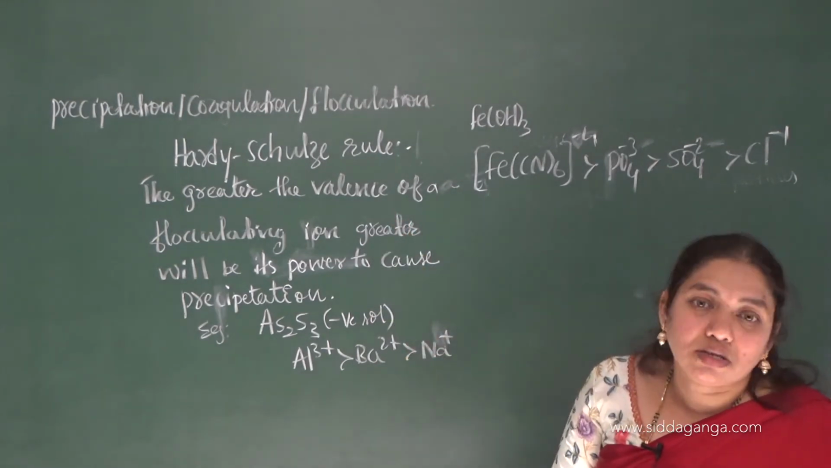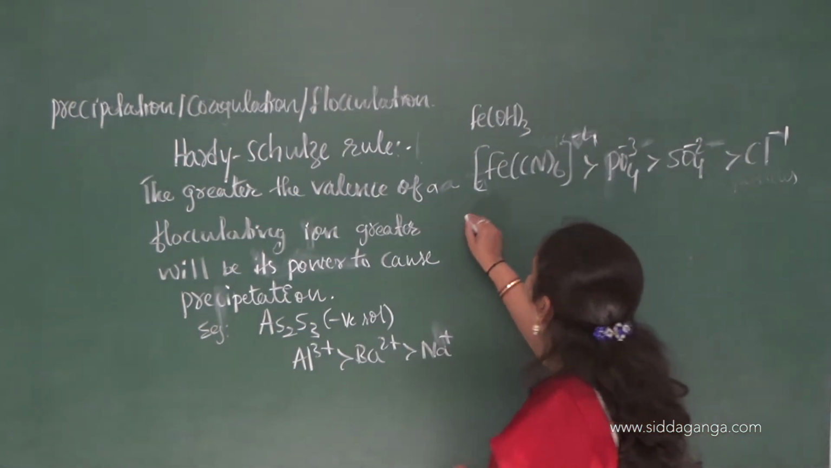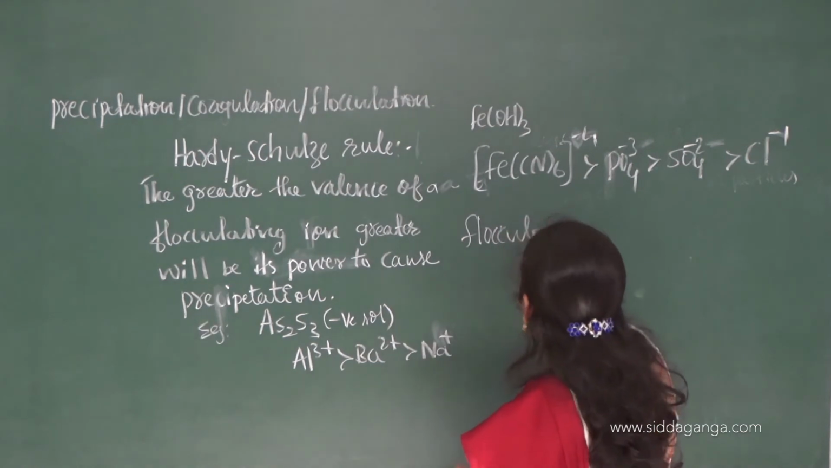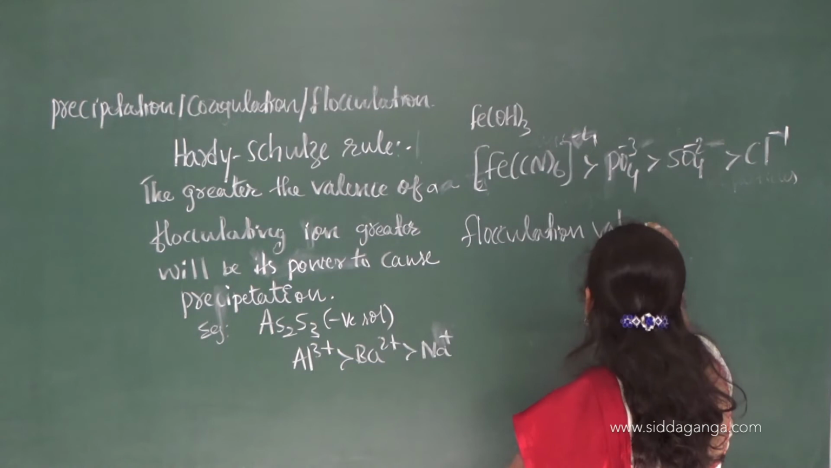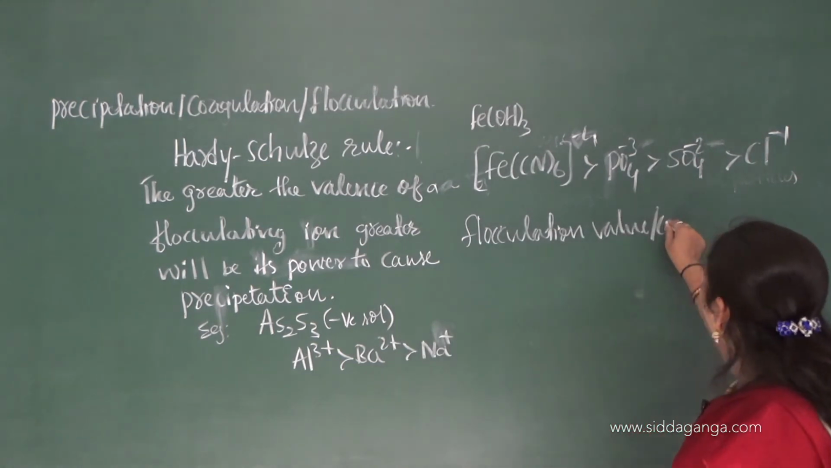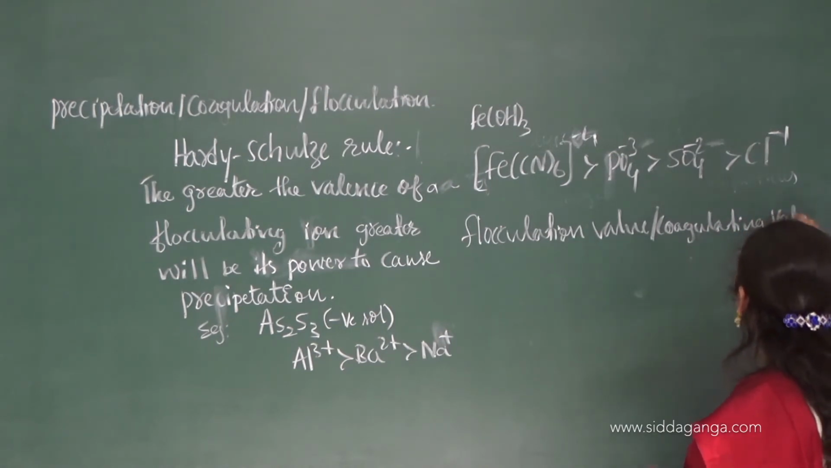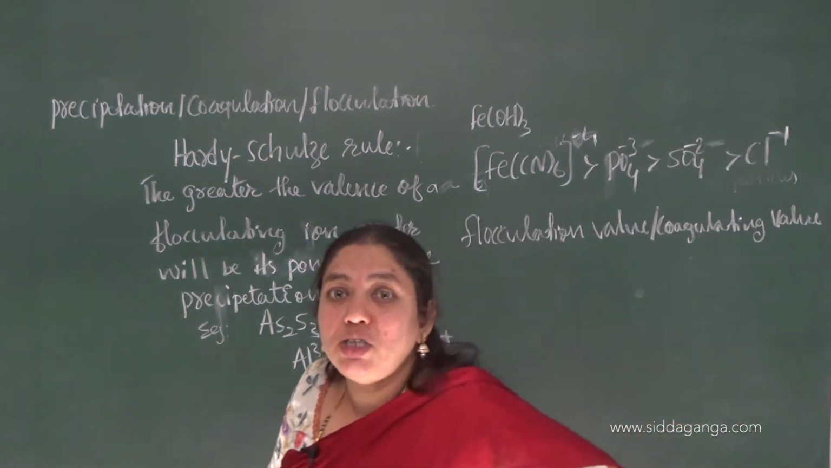That is nothing but our Hardy-Schulze rule. Understood this one? And one more thing here is the flocculation value, or we can say coagulating value. It is also called the coagulating value, or in some books it is given as the flocculation number. So what is this actually?